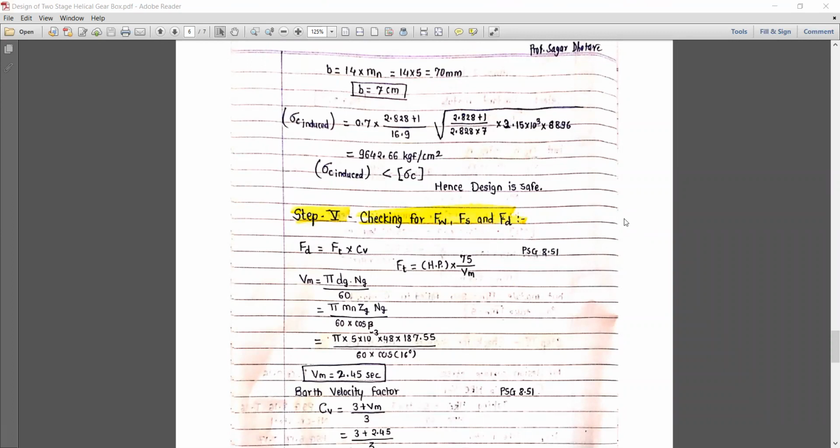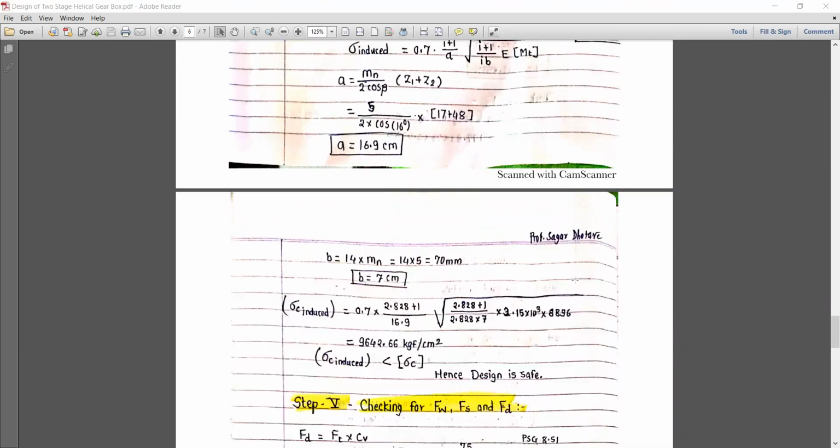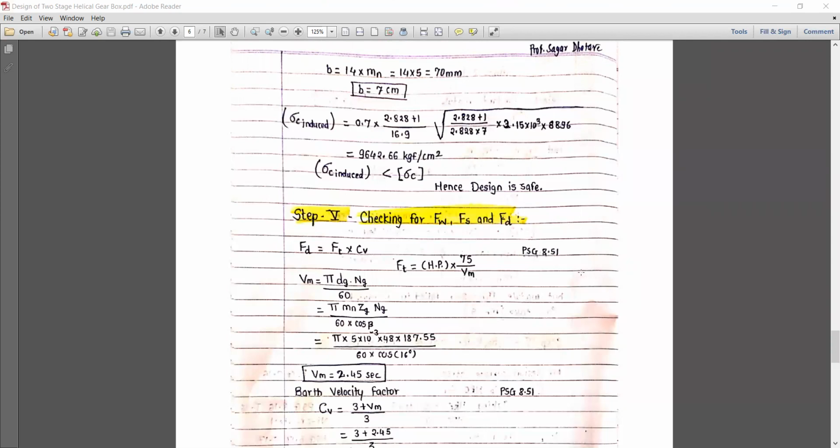Width, that is 14 into Mn, that is 70 mm, that is 7 centimeter. Now putting all the values, the induced stress is 9642.66 kgf per centimeter square and the design value is 10,881. So from both values, our design stress value, sigma C, is greater than the induced value. So our design is safe. Whatever the model and material we have selected, that is accepted.